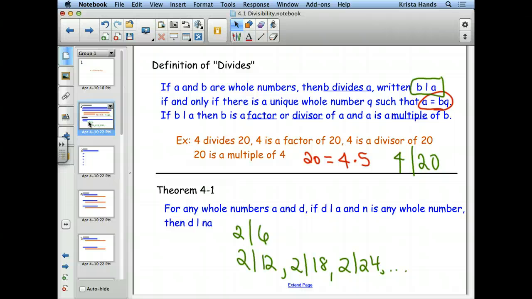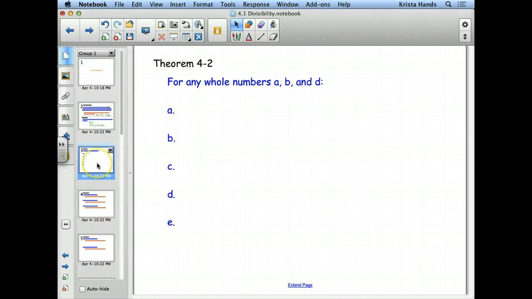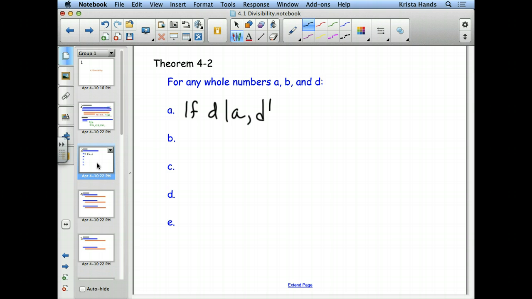Can I go to the next slide? Good. All right, we're going to fill in several divisibility rules in this slide that are similar to what you just saw in the last one. They're all grouped together because they have some things in common. The first one that we'll write down is that if D divides A and D divides B, then D divides A plus B.